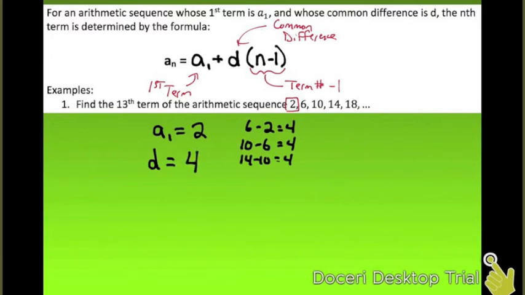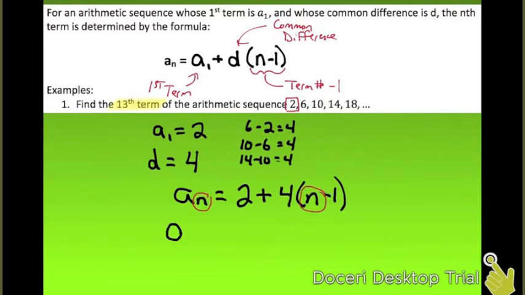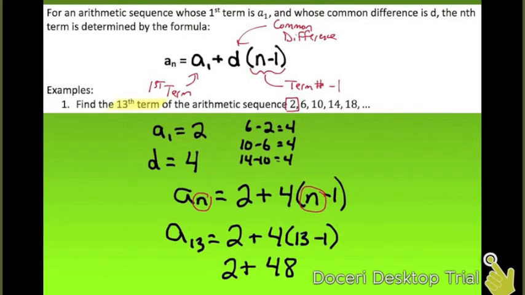So the formula we'll end up with is a sub n equals 2 plus 4 times n minus 1. And in this case, they're asking us for the 13th term, so we're going to plug a 13 in for our n's here. So we'll end up with a sub 13 is 2 plus 4 times 13 minus 1. So that's 2 plus 48, which gives us 50.